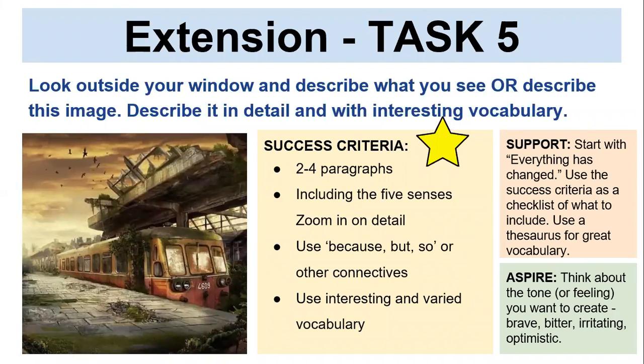Finally, if you want to try and put some of this into action, then you can have a go at writing between 2 and 4 paragraphs describing an image or scene. We've put an image on the PowerPoint here just to help you if what you're seeing out of your window isn't inspiring you, and we want you to try and use some interesting vocabulary. Got a sentence starter over here: Everything has changed. And I'd like you to use the success criteria on here to think about how you can create interesting and detailed writing.